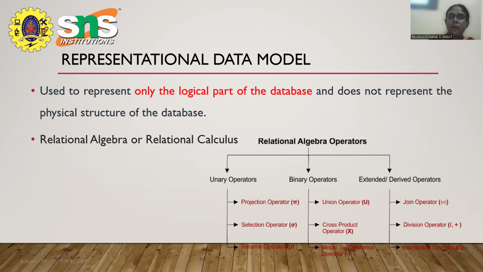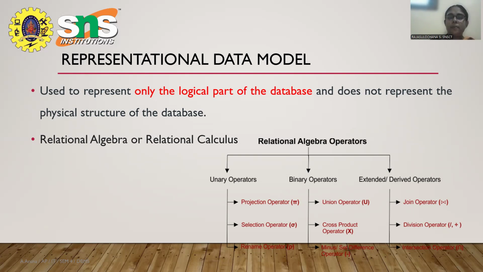So relational algebra operators contain three types. One is unary operators, the second is binary operators, and the third is derived operators. Under unary operators, we have the projection operator, selection operator, and rename operator. Under binary operators, we have the union operator, cross product or Cartesian product, and set difference. Under derived operators, we have the division operator, join operator, and intersection operator.